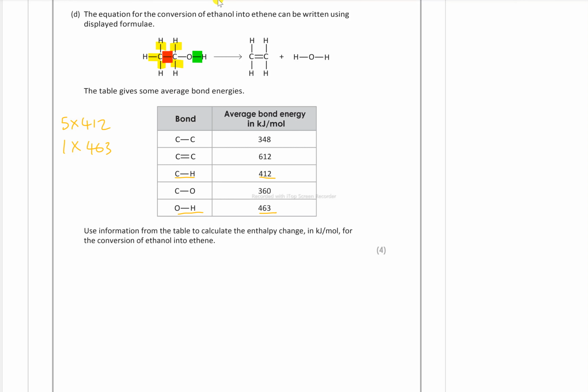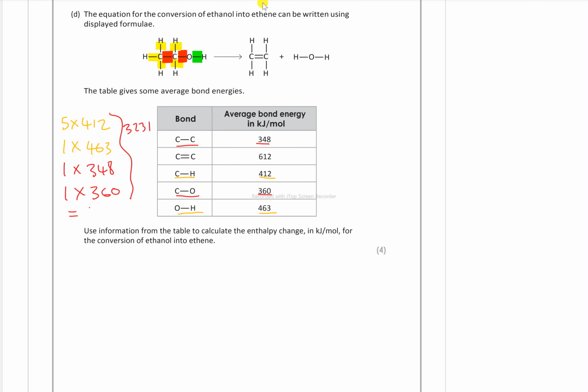Then we've got CC, only 1 CC. 1 times CC, carbon to carbon is 348. And then finally on this side we've got a CO. So we've got 1 times CO is 360. If you add all these together, you should get 5 times 412, CHO. Let me check that. Yeah, it's going to be 3231.